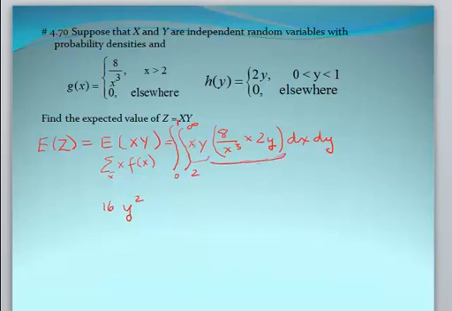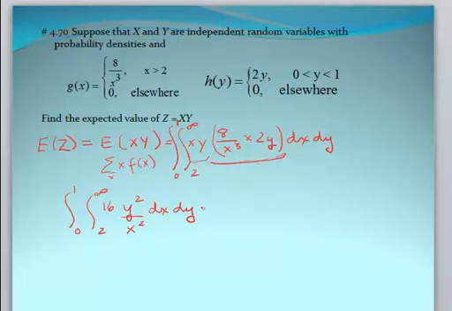And we've got an x upstairs and an x to the third downstairs. So that's going to leave us an x to the second downstairs. And then we've got dx, dy, integrating 2 to infinity, 0 to 1. Okay, so now we have that.